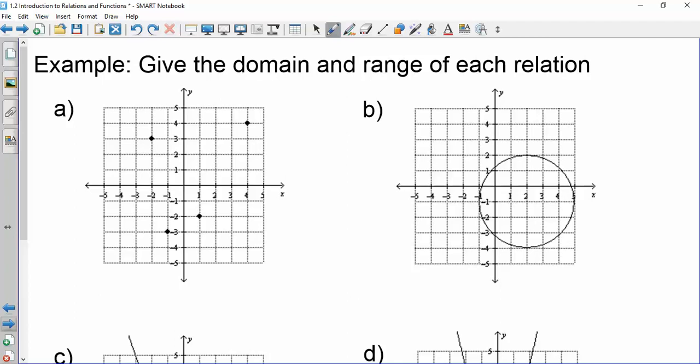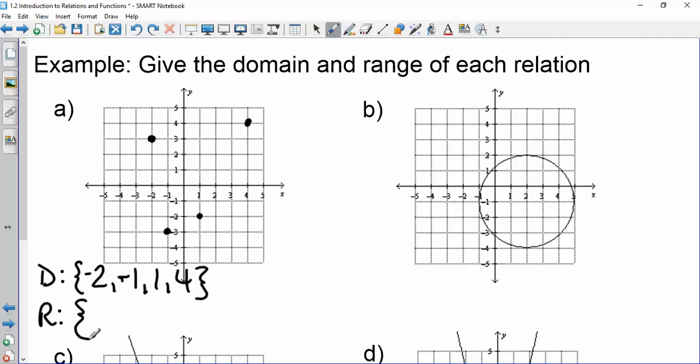Let's practice. This is something you did last year, looking at graphs and giving the domain and range. On A, I apologize, I know it's kind of hard to see. It's actually just 4 points here. So the domain, that's the x-axis. Since it's not continuous, it's just 4 points, we're going to list them out. So what are my x values? -2, -1, 1, 4. So for each of those 4 points, we just took its x value.